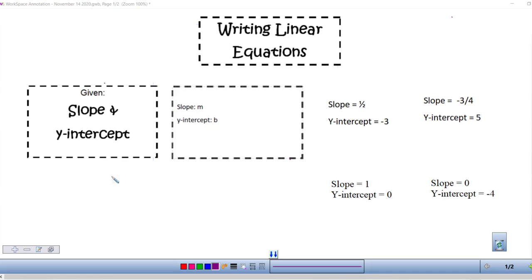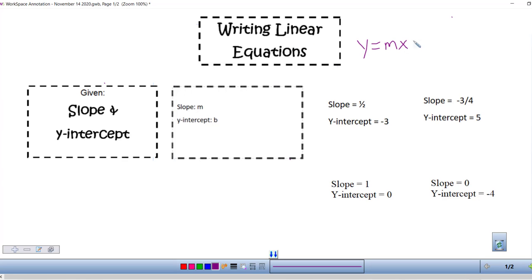Today we're going to learn how to write linear equations when we are given the slope and y-intercept and when we are given a graph. Now that we've done graphing linear equations, we're going to do it kind of backwards now and figure out how to write equations. So when we graph, we use standard form and slope-intercept form. When we write linear equations, we always want our answer to be in slope-intercept form.